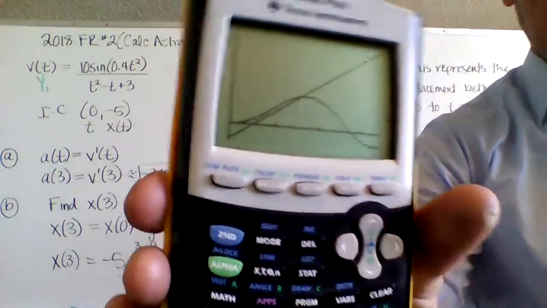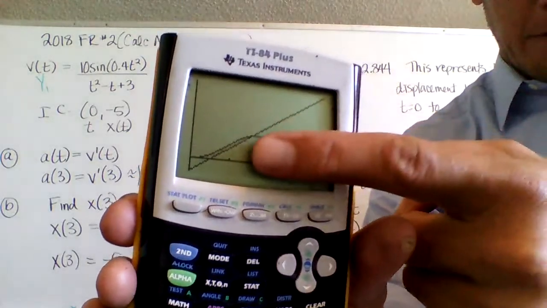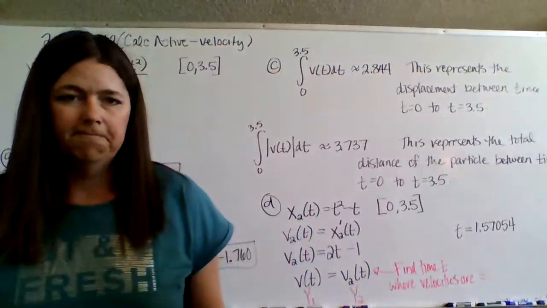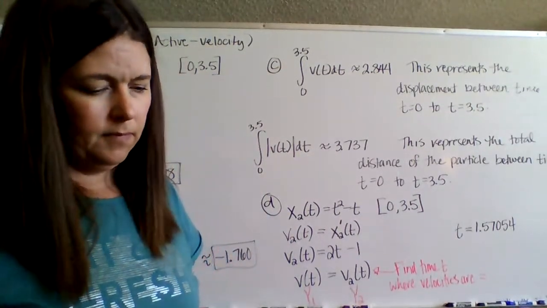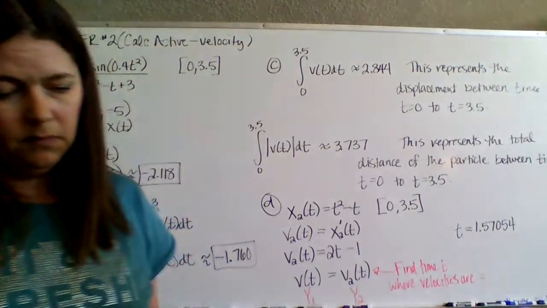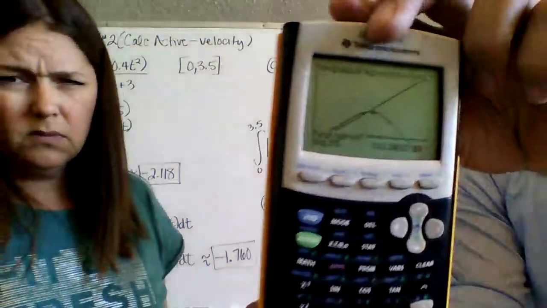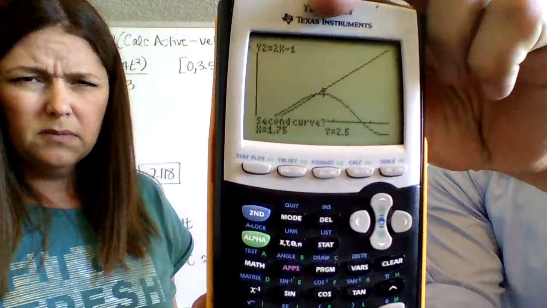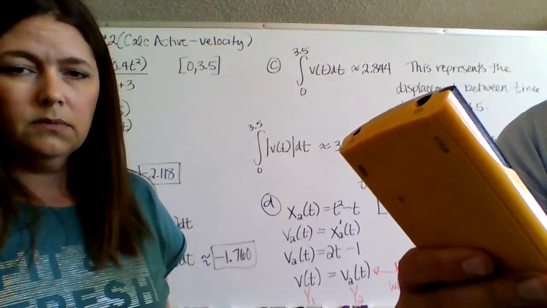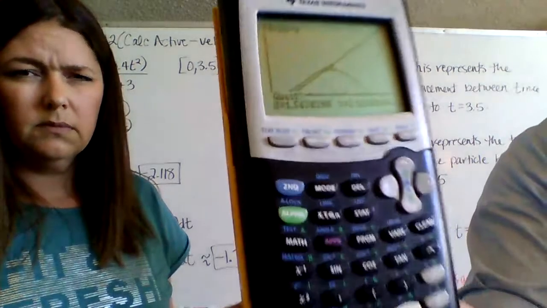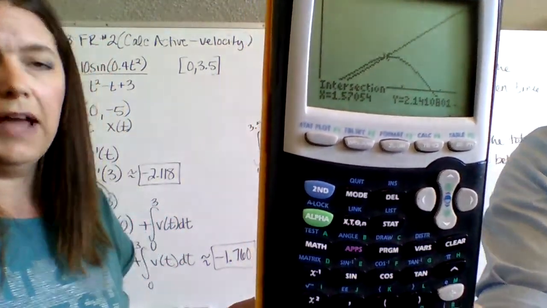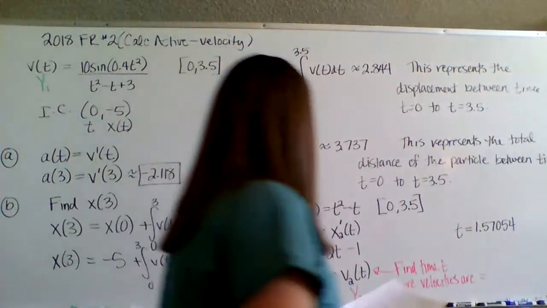So I want to be careful there because it looks like they come really, really close to touching many times, but it is just going to be that 1 point. So we want to go to intersect. Okay, and we'll say first curve, second curve. And then we'll have you guess, which doesn't really matter because they only intersect at 1 point. So 1.57054. Cool. That's what I wrote down.